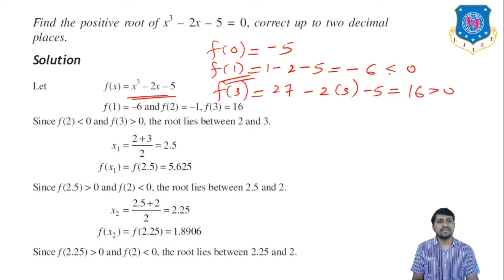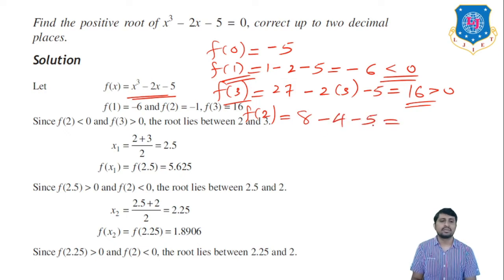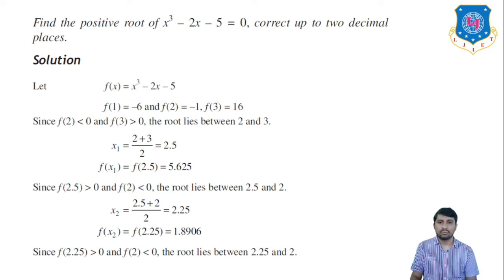So f of 1 is less than 0 and f of 3 is greater than 0. Let's find out f of 2. 2 cube is 8, minus 4, minus 5, so that is minus 1, less than 0. So f of 2 is negative, f of 3 is positive. So clearly your root lies between 2 and 3. My first approximation x1 is the average of 2 and 3, so (2 plus 3) divided by 2, that is 2.5.